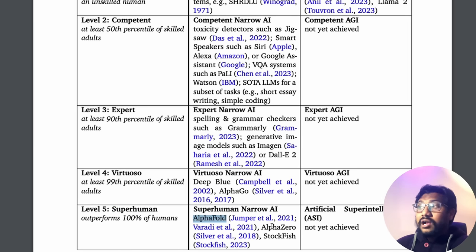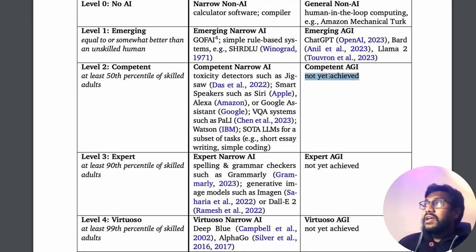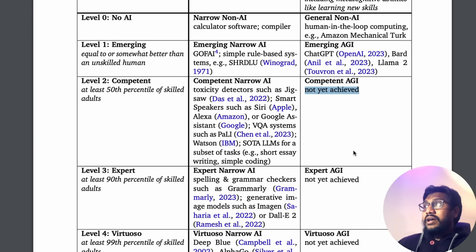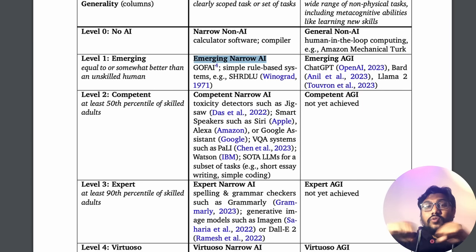And they've got examples of AlphaFold, AlphaZero, Stockfish. Stockfish is the chess engine. AlphaFold is DeepMind's solution to discover new protein foldings. They have given examples like AlphaFold here, but they have said not yet achieved, not yet achieved, not yet achieved for the higher levels. So they're saying whatever we currently call AI, the ChatGPT, the Bard and the Llama 2s of the world, they're calling it level one, emerging narrow AI. So it's like rule-based systems. It's an interesting paper, definitely check it out and understand what you feel as AGI and what they feel as AGI. What is the intersection of these two?